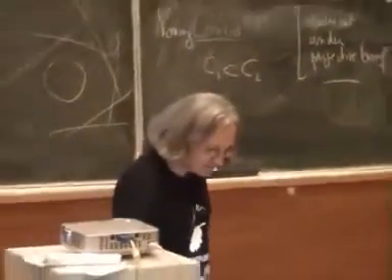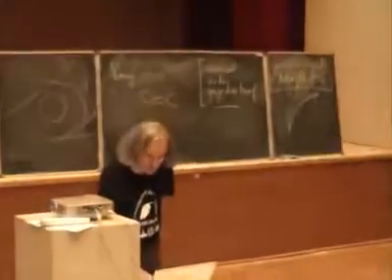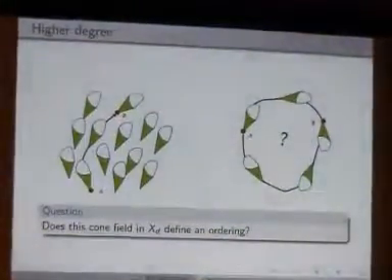And the question is, does this cone field define a global ordering? What does that mean? I would like to say a curve A is less than a curve B if it's possible to go from A to B following a positive curve. That would be the definition. But the problem is, maybe there is a loop. And that's the open question: is there a positive loop in the space of algebraic curves of degree d?